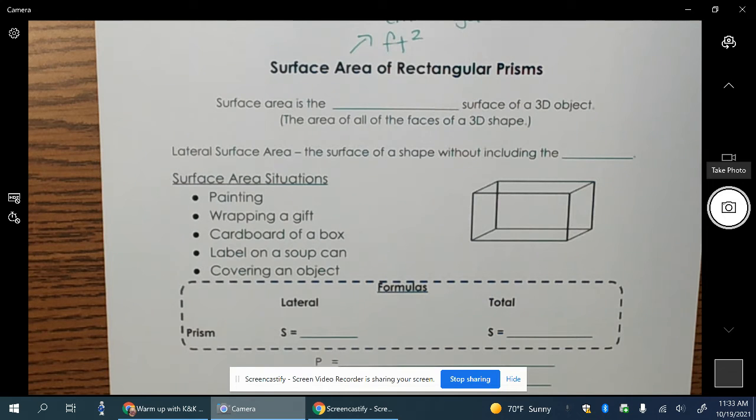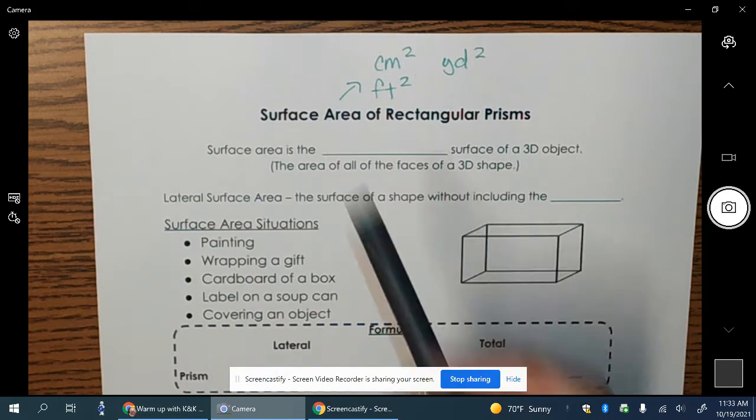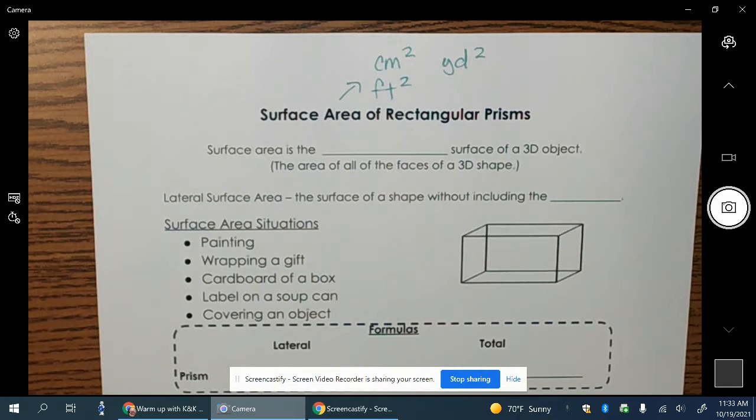Okay, so for surface area, our units are always squared. Miles, feet, meters, yards, inches, doesn't matter, but it's always squared. Now, in a few weeks, we're going to do volume, and then it's going to be cubed. So it's important to know. How do you do cube on a calculator? You do the raised up and then the 3.